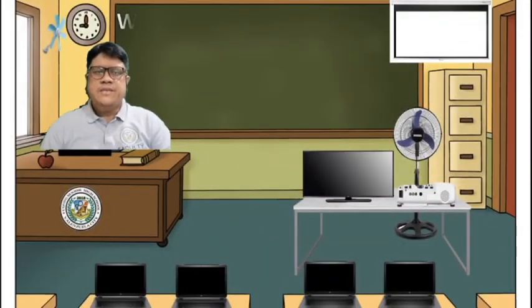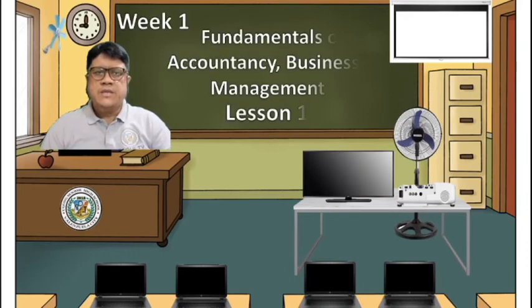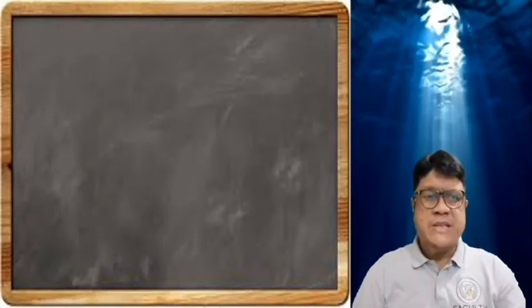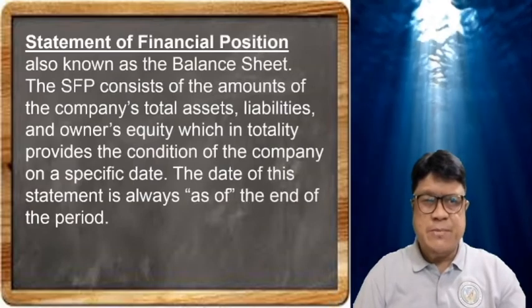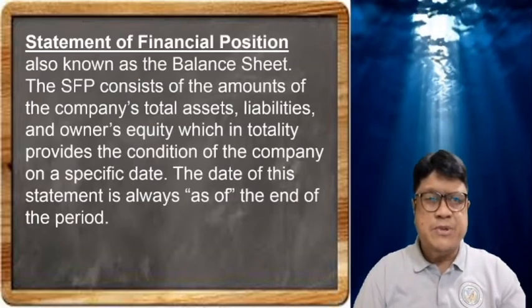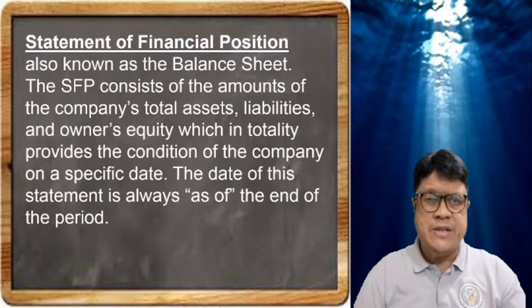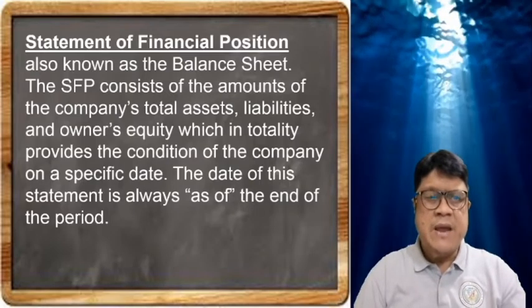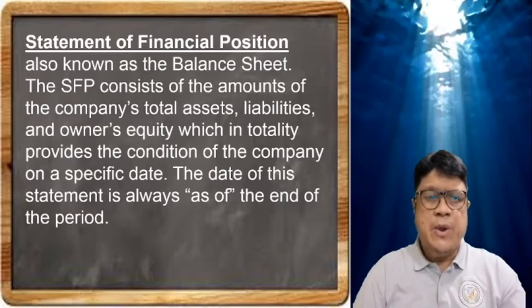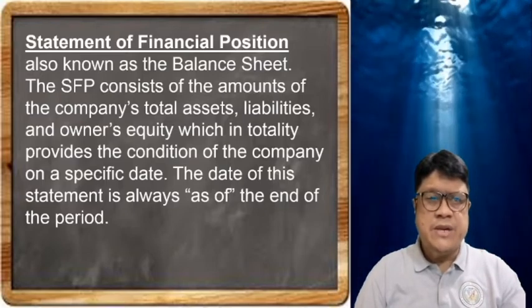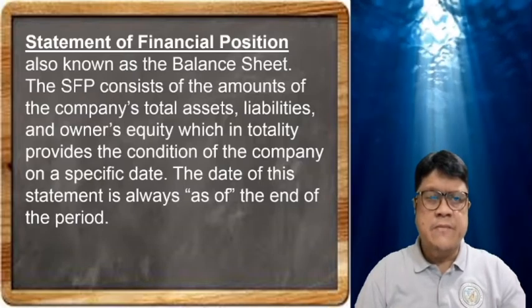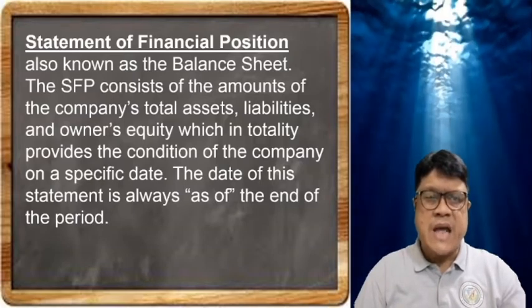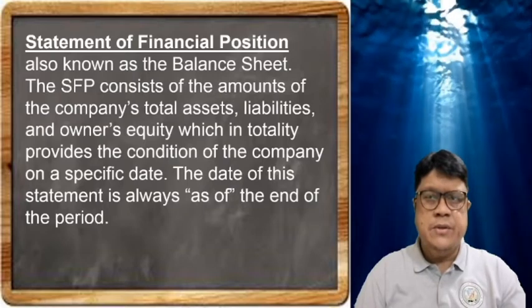Hello. Our lesson for today is Fundamentals of Accountancy, Business and Management 2, Week 1, Lesson 1. So what is SFP, or Statement of Financial Position? Statement of Financial Position, also known as the balance sheet. The SFP consists of the amounts of the company's total assets, liabilities, and owner's equity, which in totality provides the condition of the company on a specific date. The date of this statement is always as of the end of the period.